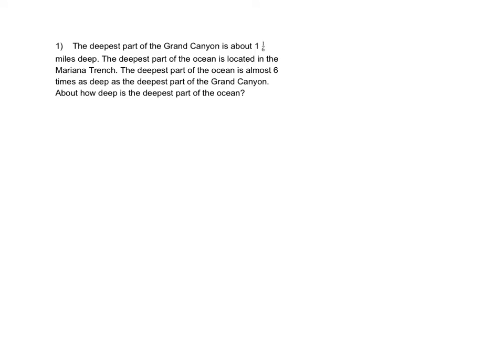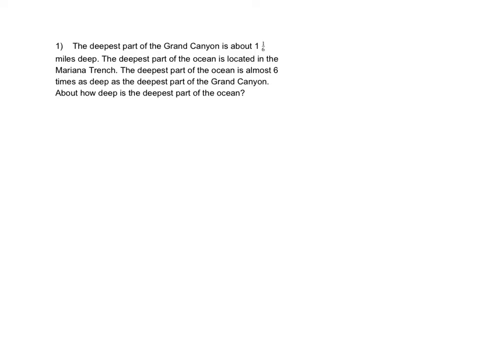The deepest part of the Grand Canyon is about 1 1/6 miles deep. The deepest part of the ocean is located in the Mariana Trench. The deepest part of the ocean is almost 6 times as deep as the deepest part of the Grand Canyon. About how deep is the deepest part of the ocean?